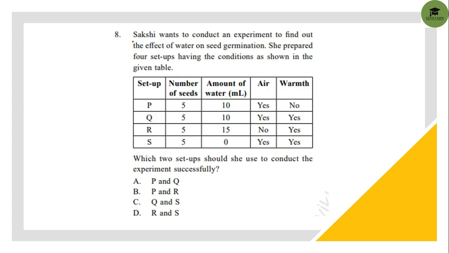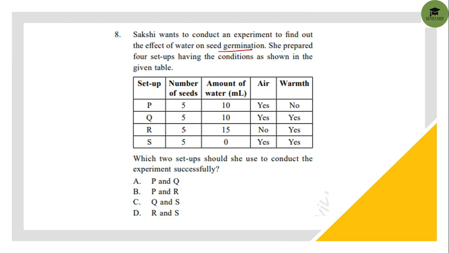Correct. Question number 8. Sakshi wants to conduct an experiment to find out the effect of water on seed germination. She prepared four setups having the conditions as shown in the given table. In setup P, number of seeds 5, water amount is 10 milliliter, air is there, warmth there is no. In Q, number of seeds 5, amount of water 10, air is there and warmth is there. In R, number of seeds 5, amount of water 15 milliliter, there is no air but warmth is there. In S, number of seeds is 5, there is no water, air and warmth.